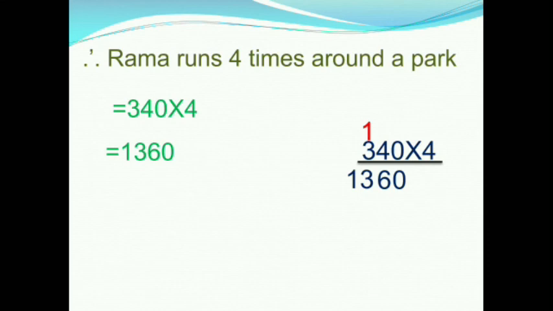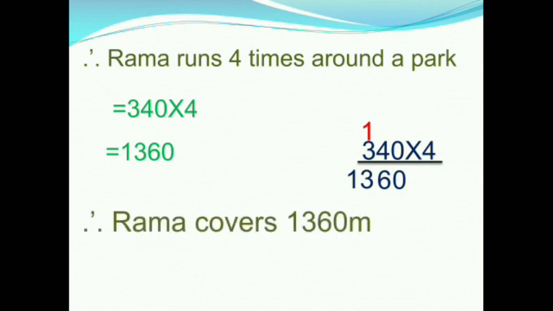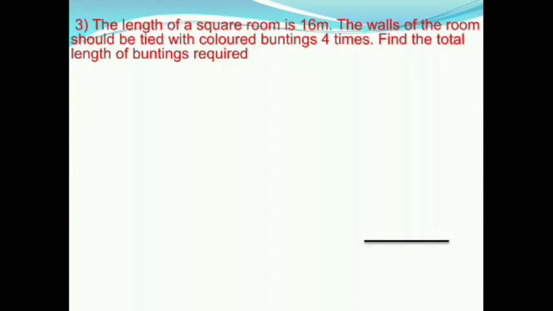Therefore 340 multiplied by 4 is equals to 1360. Therefore Rama covers 1360 meters. Children, see this question. The length of a square room is 16 meter. The walls of the room should be tied with colored bunting 4 times. Find the total length of buntings required.